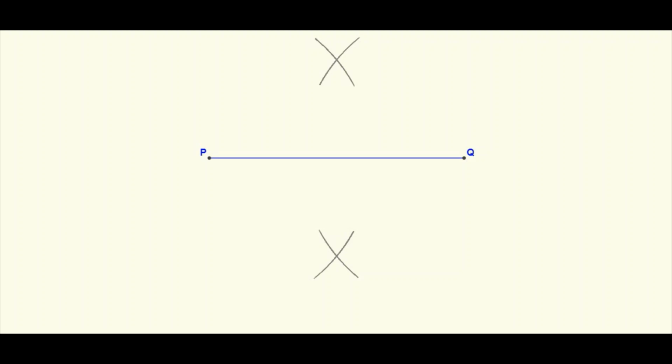What you're going to do is to take your ruler to line up with both intersecting arcs and draw a straight line that intersects the line PQ, and that would be the perpendicular bisector of the line PQ, right?